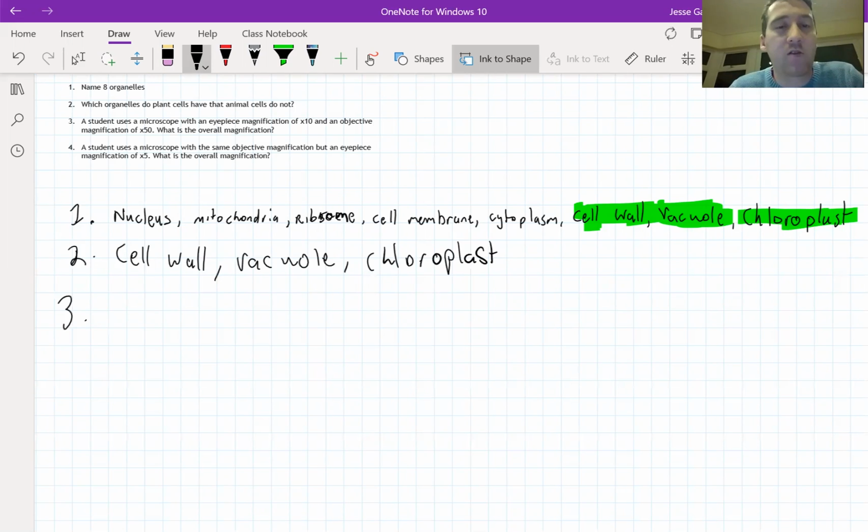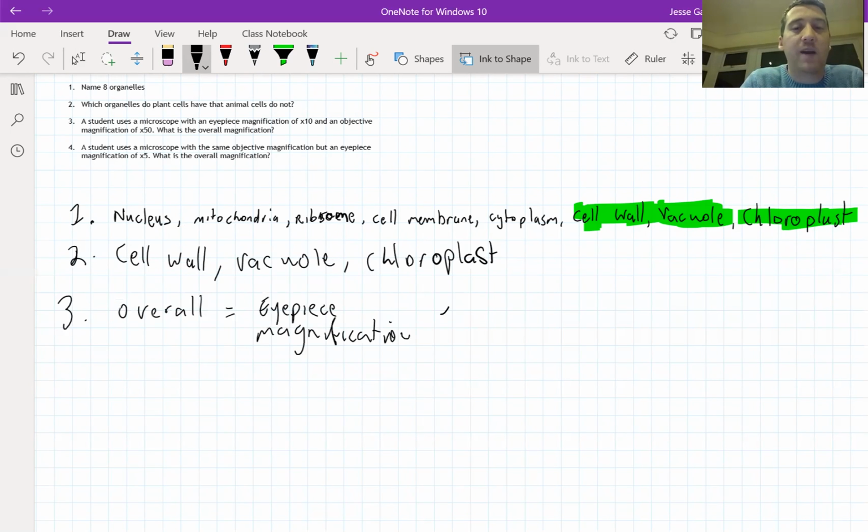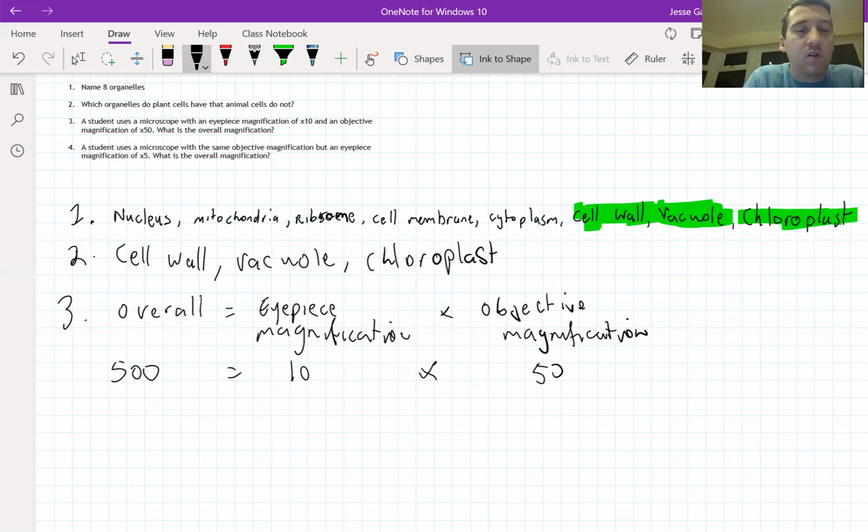Number 3, a student uses a microscope with an eyepiece of 10 and an objective magnification of 50. What's the overall magnification? Well, overall equals eyepiece magnification by objective magnification. So an eyepiece by the objective lens like that. So we've got eyepiece is 10 multiplied by objective of 50. So 10 by 50 overall is equal to 500. Good, well done if you got that right.